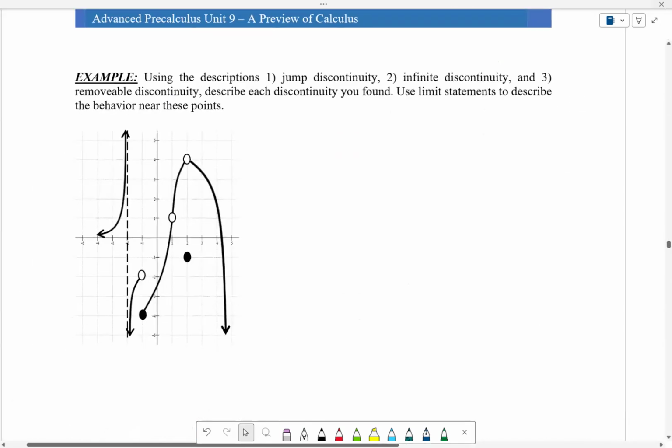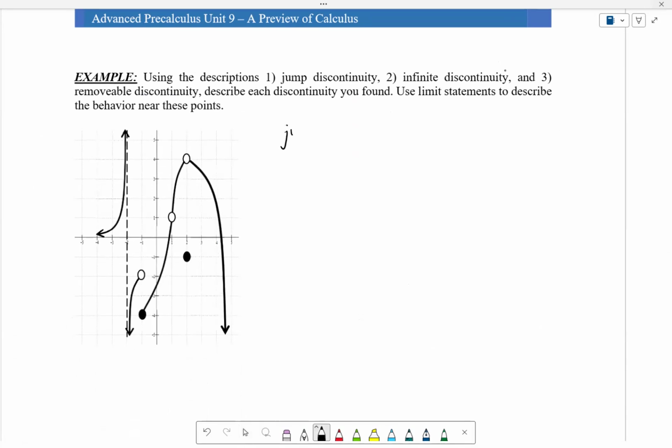Okay, so here we have the same graph. You notice this guy. There are different types of discontinuities. I think you could probably guess which are jump, infinite, and removable. Let's start with jump. Which one do you think is jump? X equals what? X equals -2 is a different one of these.